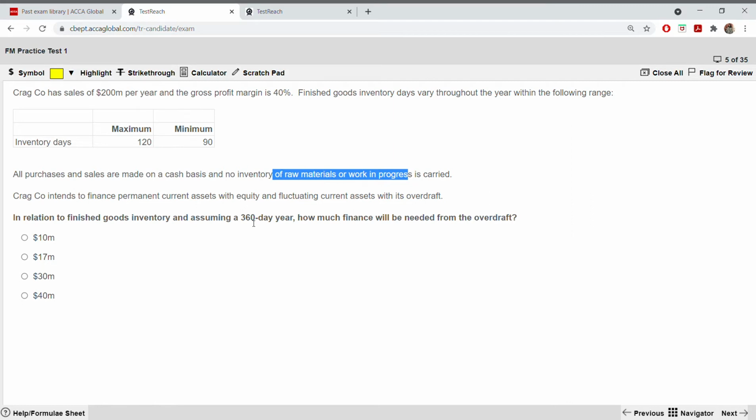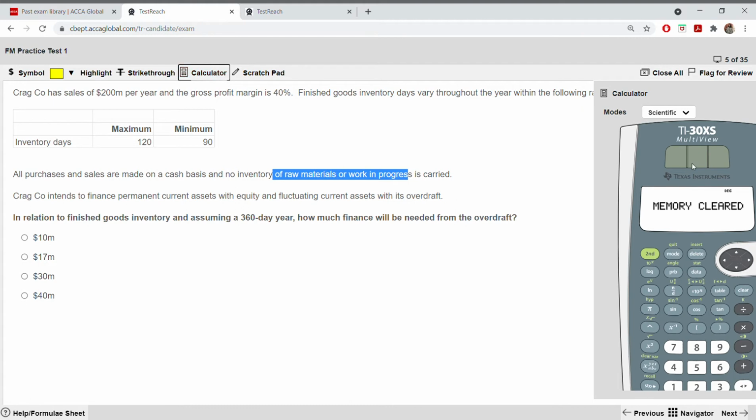And how much finance will be needed from the overdraft? First you have to understand that. Here you need a calculation. Take out your calculator.